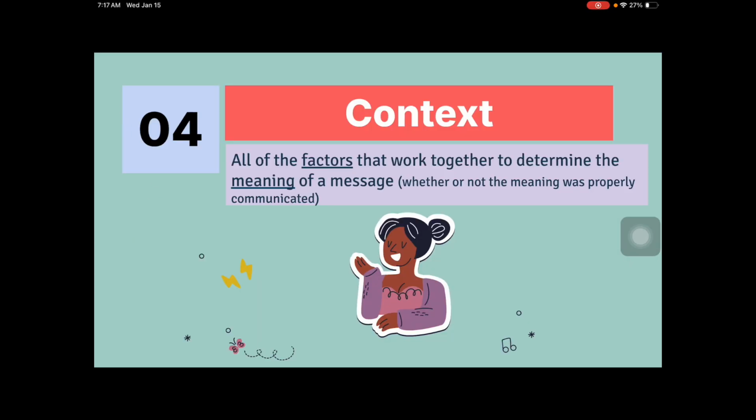And then finally, the context, the last notes you're going to take on page 8, are all of the factors that work together in a communication to determine the meaning of a message, whether or not the meaning was properly communicated. Again, we're going to talk about when these factors go wrong and there's a breakdown, how there can be a missing translation of the message from one person to another.